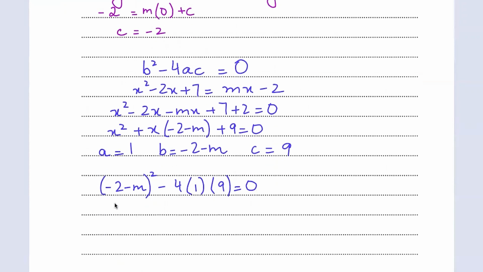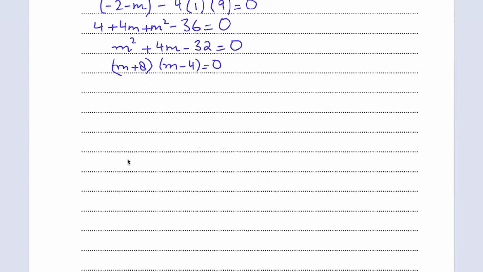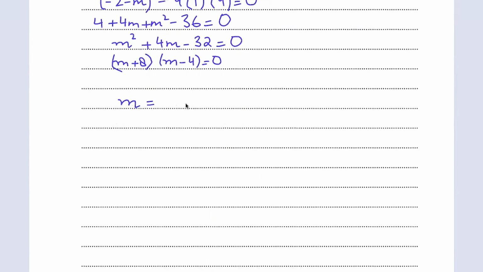Expanding this, we get 4 plus 4m plus m squared minus 36 is equals to 0. We get m squared plus 4m minus 32 equals to 0. Factorizing this, we'll have m plus 8 and m minus 4 equals to 0. So the two values of m are m is equals to minus 8 and m is equals to positive 4.